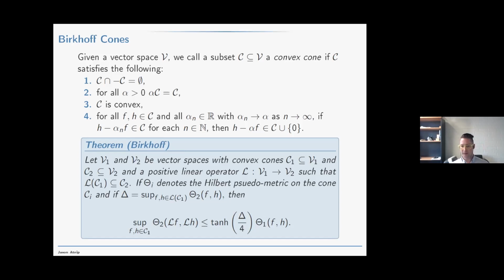Now a theorem of Birkhoff says that if we have some positive linear operator that sends one vector space into another, and that it sends one convex cone into a convex cone in the second vector space, then if we look at the Hilbert pseudometric on these cones, the diameter of the image is going to be a contraction with contraction factor given by the hyperbolic tangent of the diameter of the first cone.